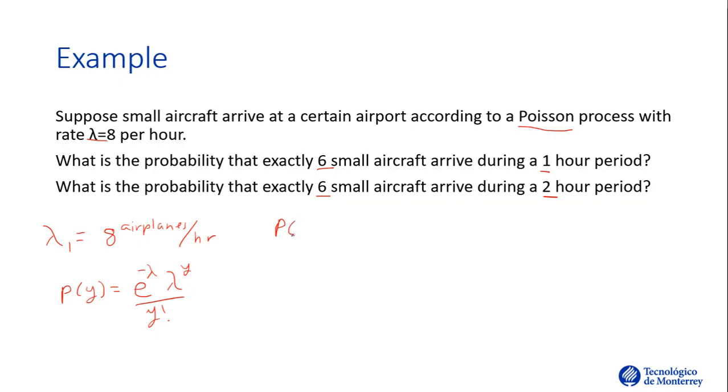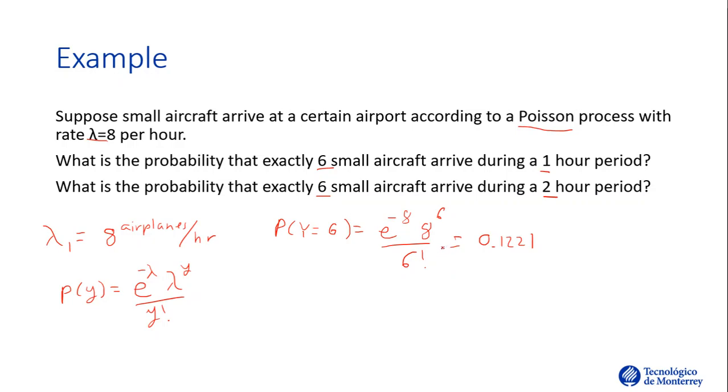Hence, the probability of y being exactly 6 airplanes in a 1 hour period will be given just by the formula e to the minus 8 times 8 to the 6 divided by 6 factorial. Introducing this in the formula in the calculator, this will give us a result of 12.1221.